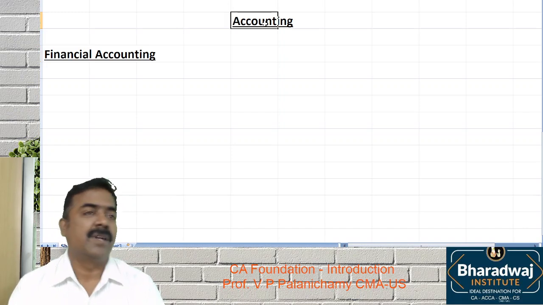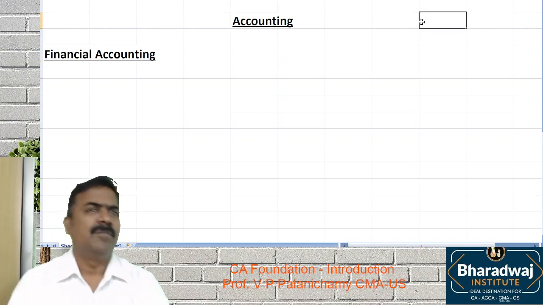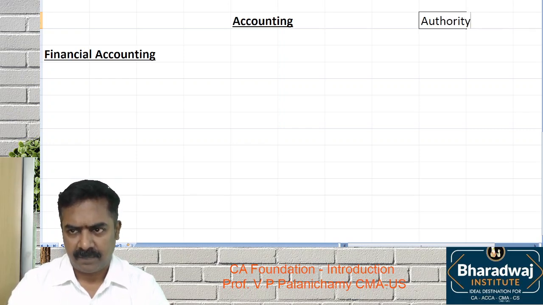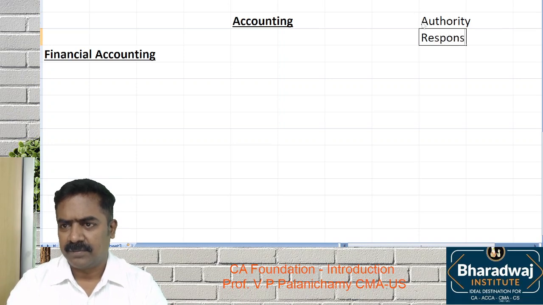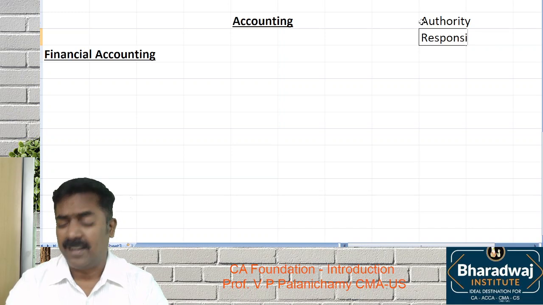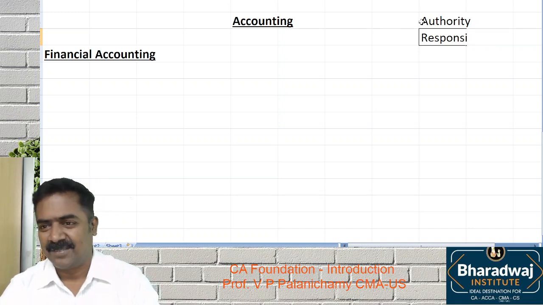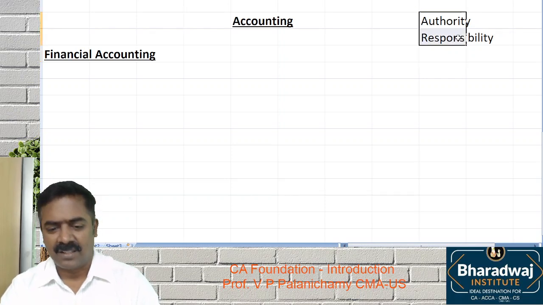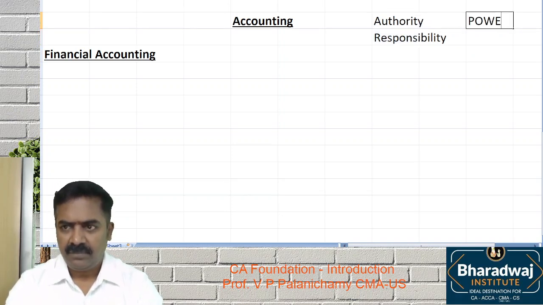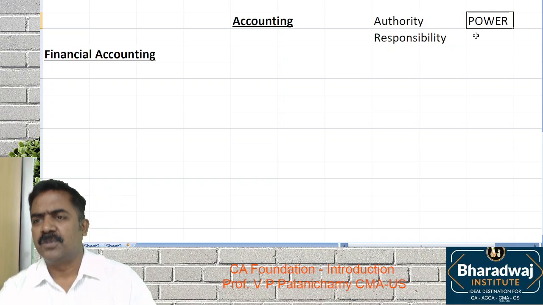But accounting has a broader sense or broader term. Maybe in general commerce, you would have learnt about all these things. There is something called authority. And there is something called which one? Responsibility. What do you mean by authority? Power to do something.